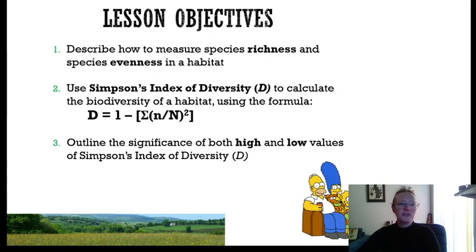So lesson objectives then: describe how to measure species richness and species evenness. I'll let you know what those are. We'll be using Simpson's Index of Diversity to calculate biodiversity of a habitat using this formula just here. And again, I'm going to do a step-by-step to show you how to use that formula. We'll be outlining the significance of high and low values of that Simpson's Index of Diversity.